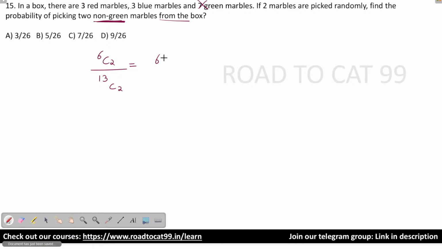right? So I can write this as 6 into 5 divided by 13 into 12, because जो divided by 2 है वो तो cancel हो जाएगा. So 6 से मेरा ये 2 cancel, so my final answer should be 5 by 26. My final answer should be 5 by 26. This is a complete sitter question.